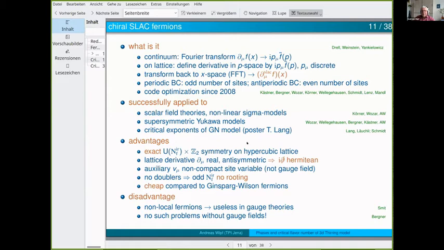And maybe you have yesterday seen the post of Thomas Lang, where they also use the SLAC derivative in the Hamiltonian formulation to extract very accurate critical numbers for the critical exponents for the Gross-Neveu model.